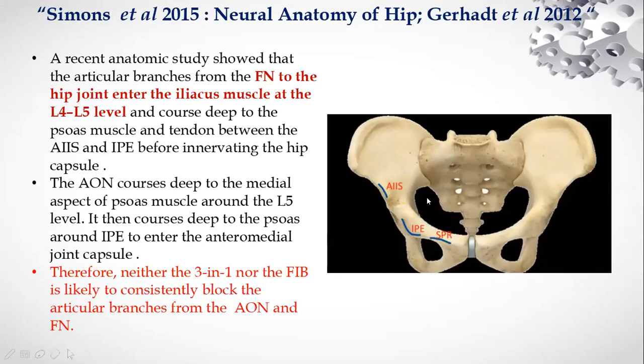This is happening suprainguinally, whereas the fascia iliaca block traditionally was given infrainguinally. So these blocks would not be able to cover the articular branches which are given off high. As a result, the analgesia of the hip would be inconsistent and not as satisfactory in a lot of patients.